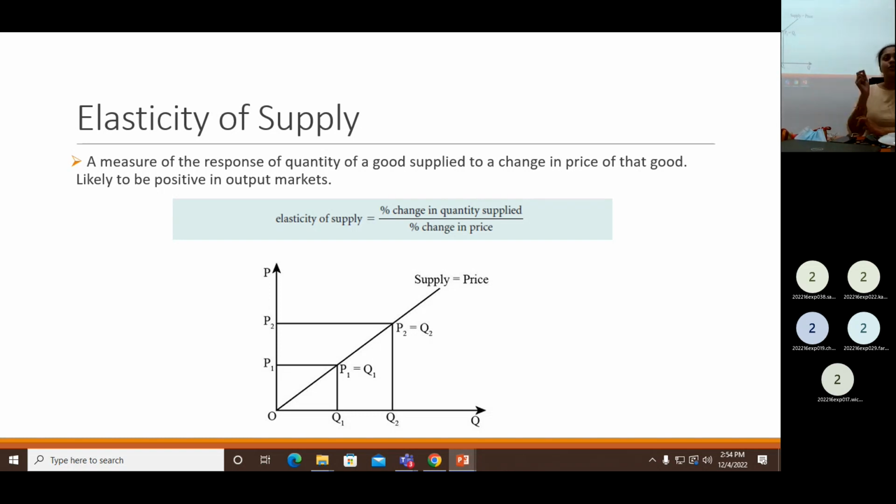Is that clear? So you can write that down. That's not there in the slide. The next two examples, you can write them down.